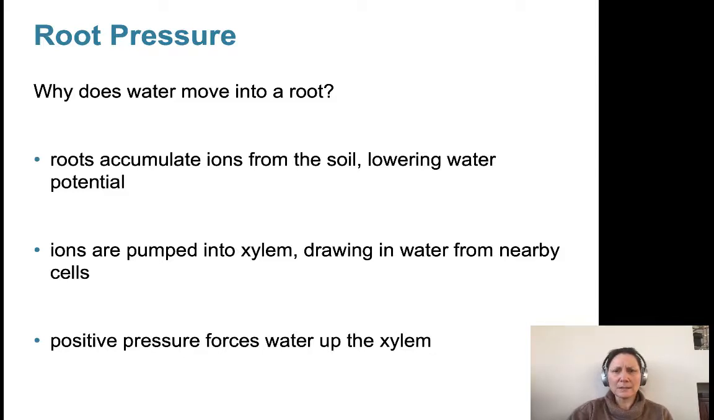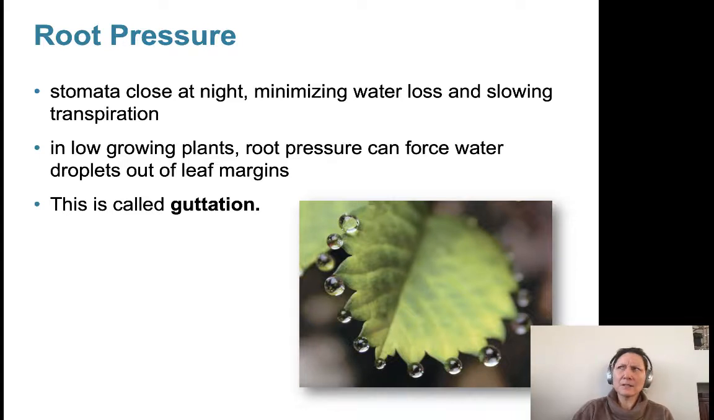So let me show you in a little more detail how that works. Roots accumulate ions from the soil, lowering water potential, meaning that water is going to be pulled into the root. Ions are pumped into the xylem, and when that happens, they frequently bring water with them into the nearby cells. And then positive pressure can force water up the xylem. But there's a little bit of a limit to that, right? Water can only go so far up a plant.